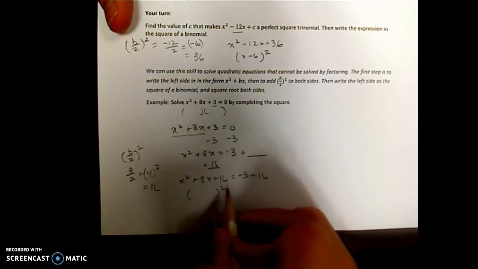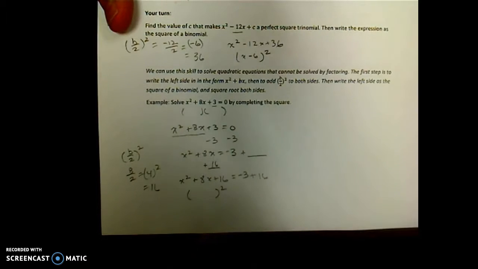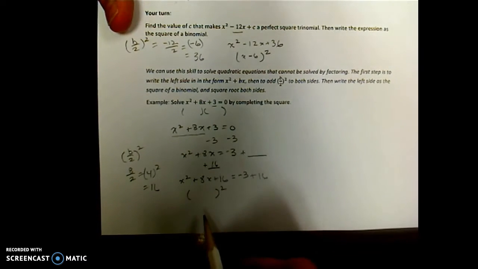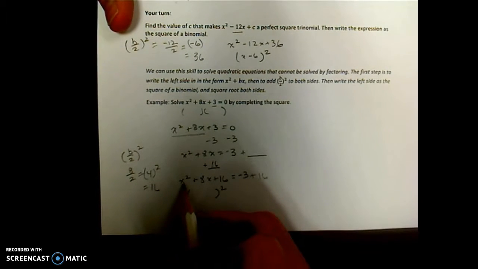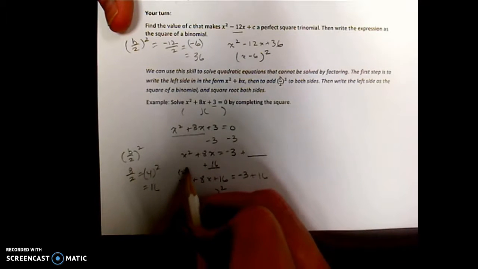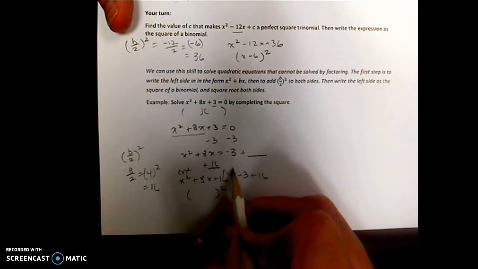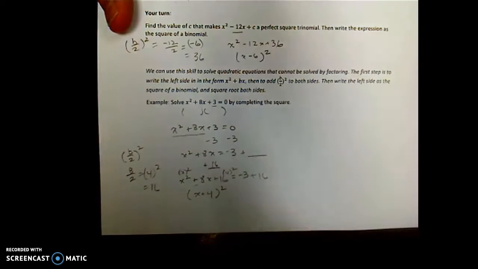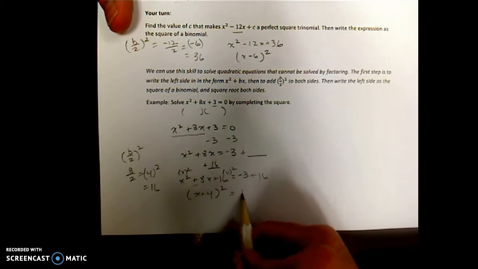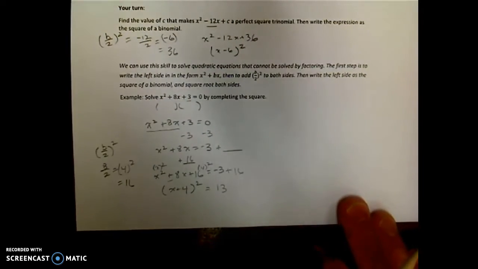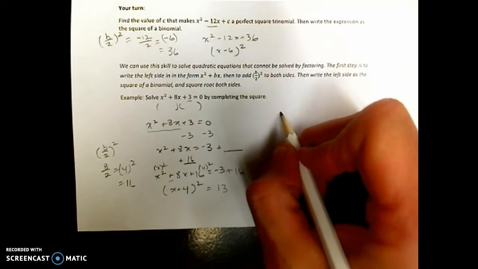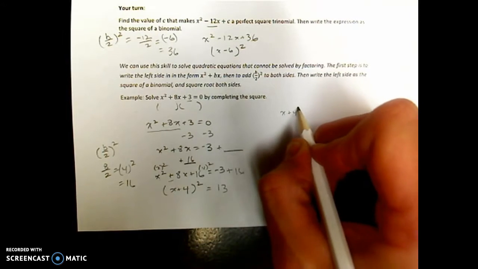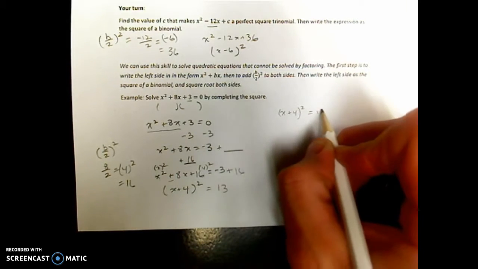Let's simplify. I know this is a perfect square trinomial because I picked the 16 on purpose to make that happen. X squared is x to the second power. 16 is 4 to the second power. This is positive. X plus 4, quantity squared, equals 13. Okay, now I can take the square root of both sides, and I'm going to move back up a little bit farther on my page so we can see what we're doing here.